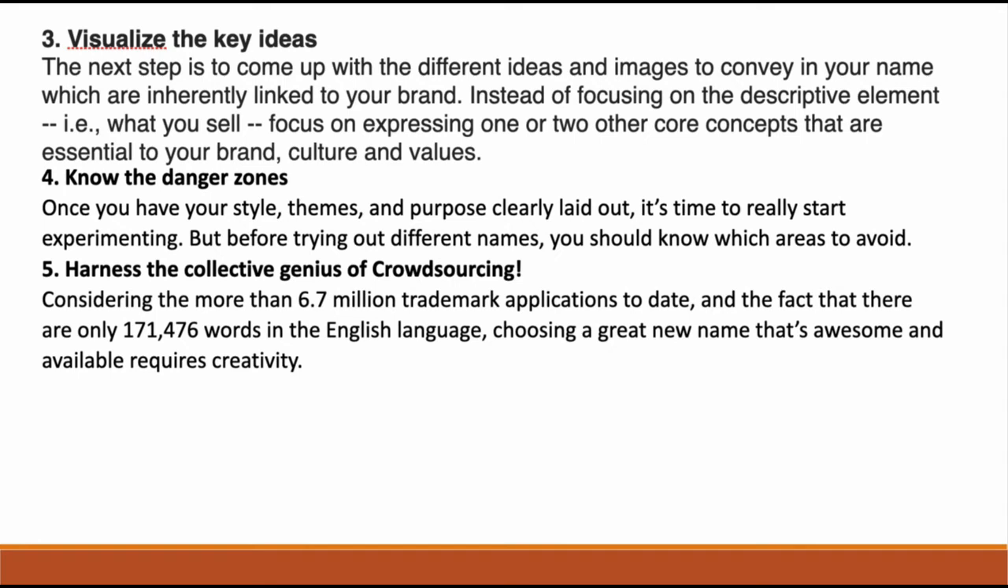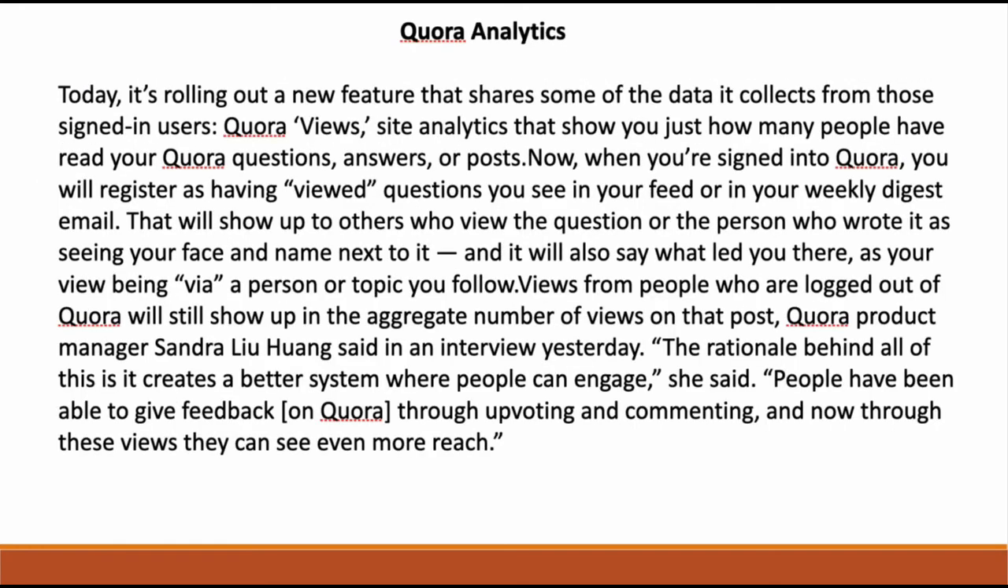Fourth, know the danger zones. Once you have your style, themes, and purpose clearly laid out, it's time to really start experimenting. But before trying out different names, you should know which areas to avoid. Next is to harness the collective genius of crowdsourcing. Considering the more than 6.7 million trademark applications to date and the fact that there are only 171,476 words in the English language, choosing a great new name that's awesome and available requires creativity.